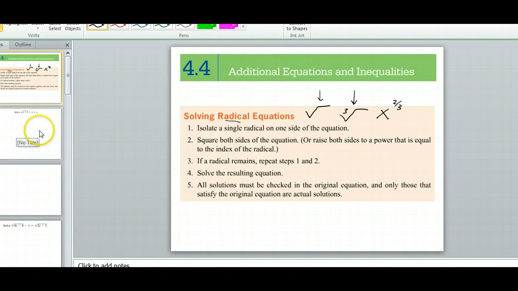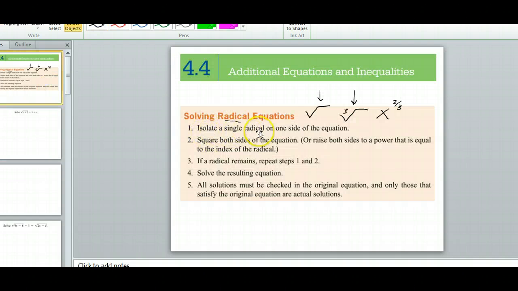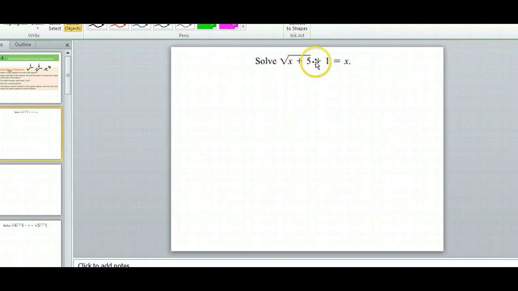So this is a radical equation that we're going to solve, and if you notice, the very first step says isolate a single radical on one side of the equation. So here's the only radical we have, and we want to isolate it, meaning we don't want this plus 1 over here with it. So I'm going to subtract 1 from both sides to get rid of that 1. And now I've got the radical isolated. So the square root of x plus 5 is equal to x minus 1.